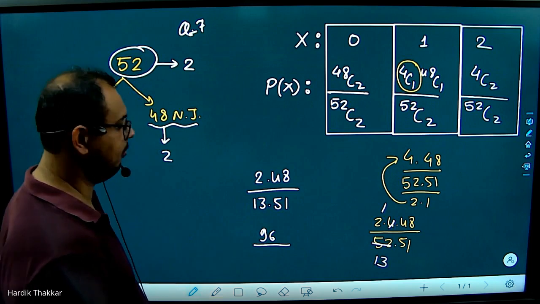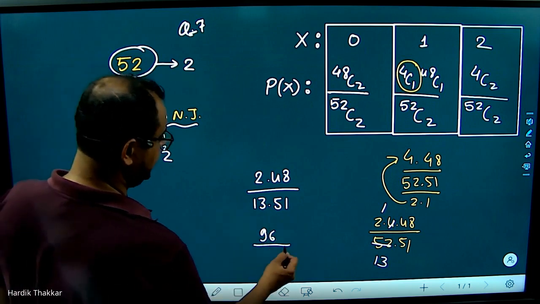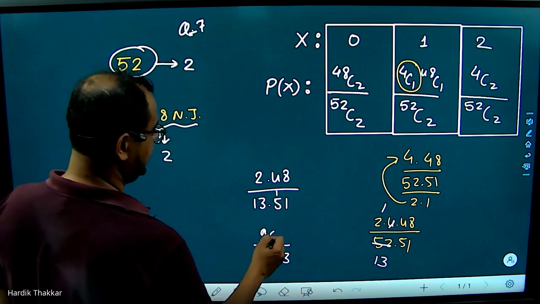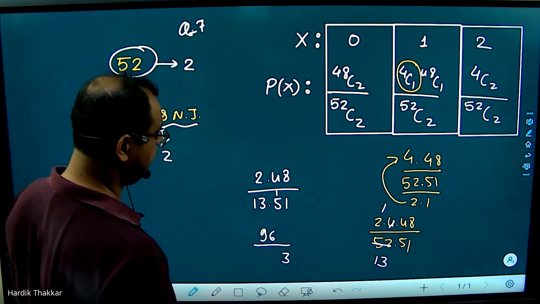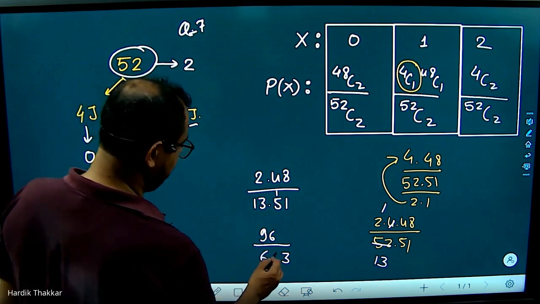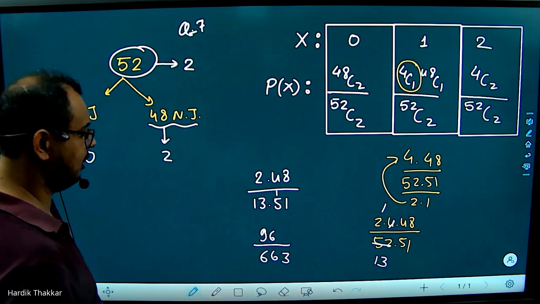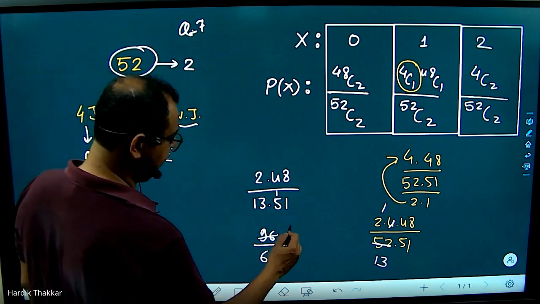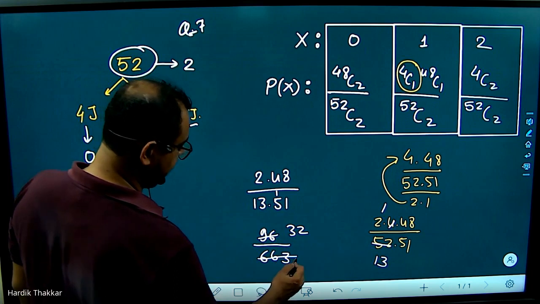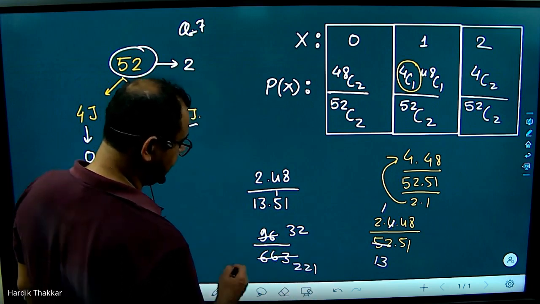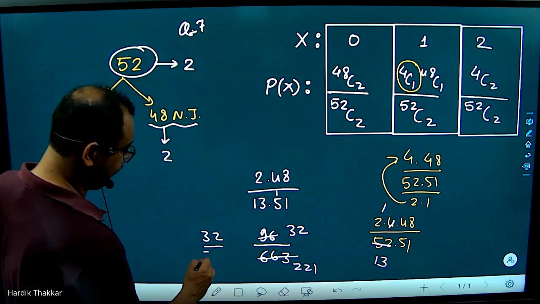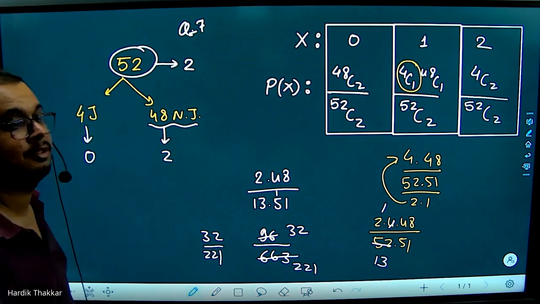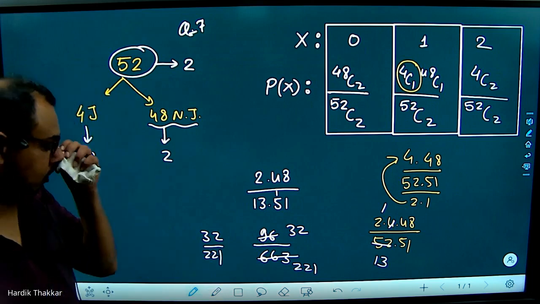What about the denominator? 13 ones are 13, 13 threes are 39, 9 is written and 3 carried. 13 fives are 65 plus 3 gives 68... so we get 663 in the denominator, 96 upon 663. Further, we can divide by 3 also. So 3 threes are 9, 3 twos are 6, 3 twos are 6, 3 ones are 3. So 32 upon 221. I think this will be the answer. Okay, is it clear?